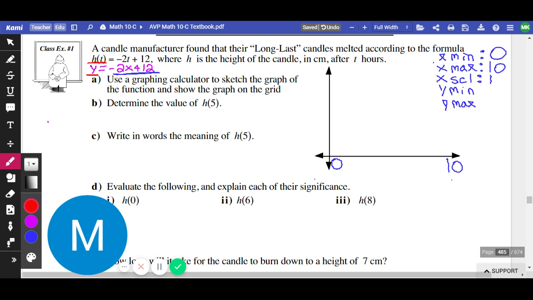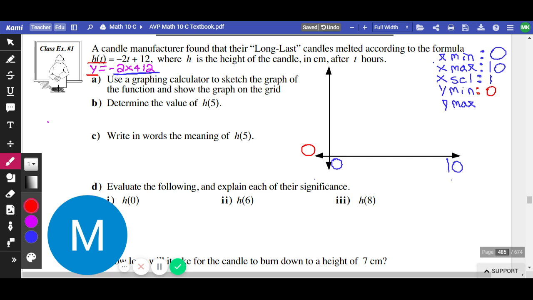I'm not going to have like positive 20 as my minimum because that would be a really big burnt out candle, I guess. So we're going to put 0 as our minimum height. That's the lowest it'll ever go. Graphically, that means my Y values are going to go to 0. That's the lowest it'll go.